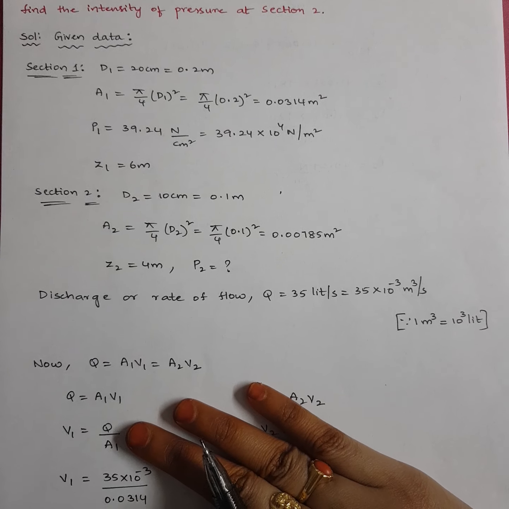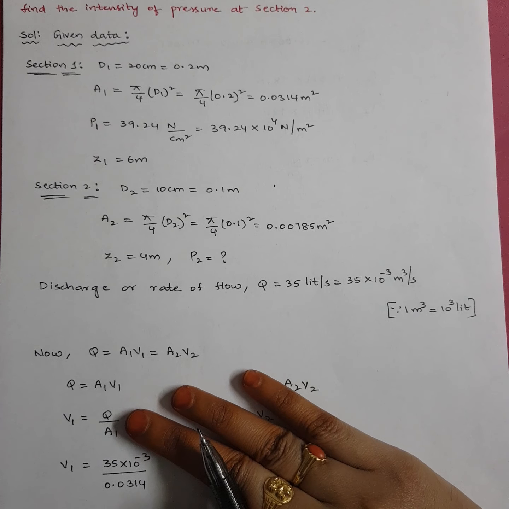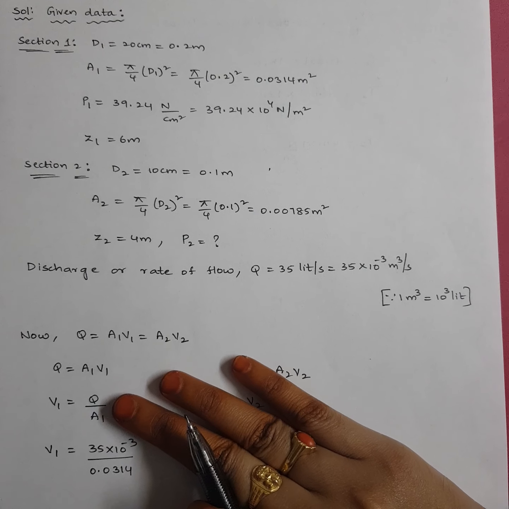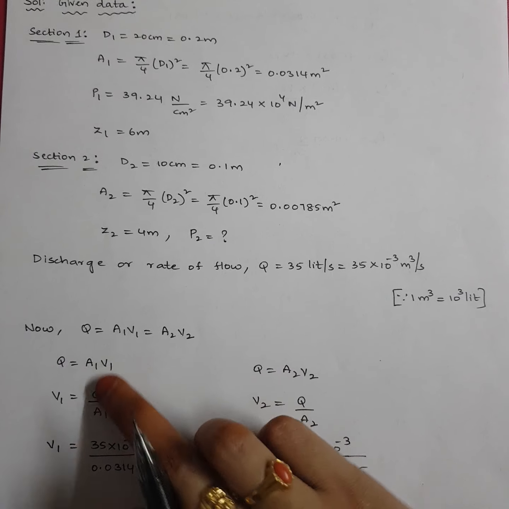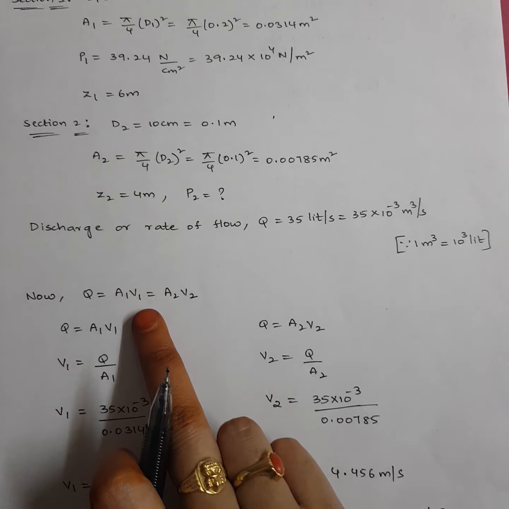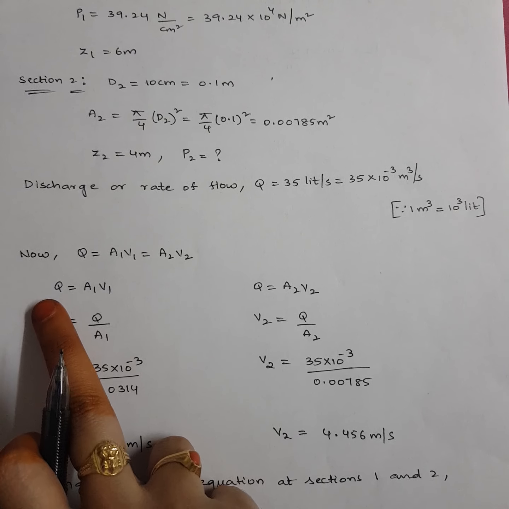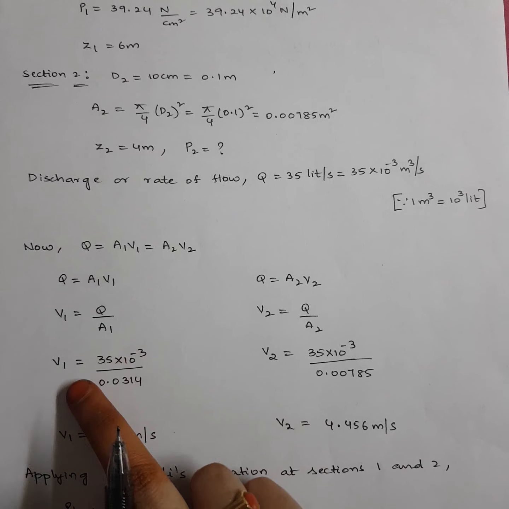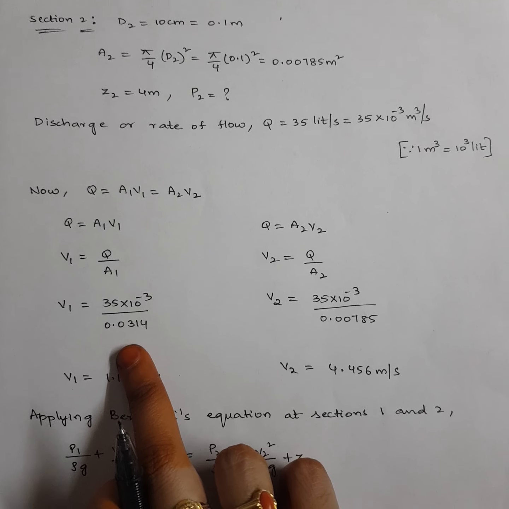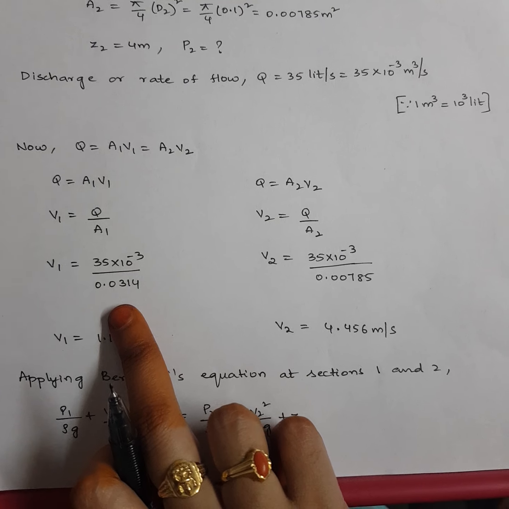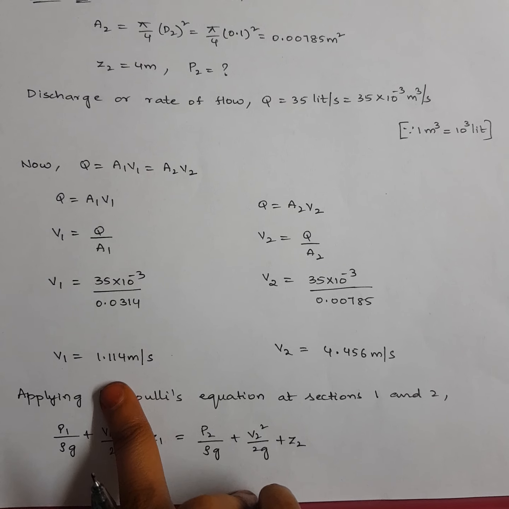Now, before putting up the Bernoulli's equation, we should first apply the continuity equation. So what is the continuity equation at two sections? A1 V1 is equal to A2 V2, which is nothing but Q. So first let me take the formula of Q equal to A1 V1. What will be V1 from here? This A1 will go this side, Q by A1. So V1 is equal to 35 into 10 power minus 3 by A1, which is 0.0314, which we did from pi by 4 d1 square. So I got V1 as 1.114 meter per second.